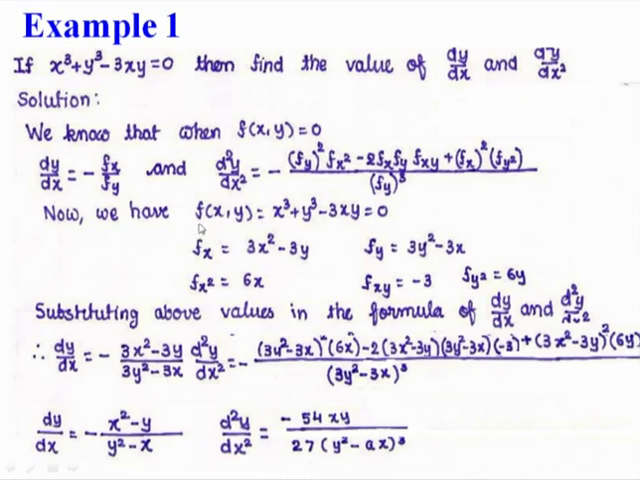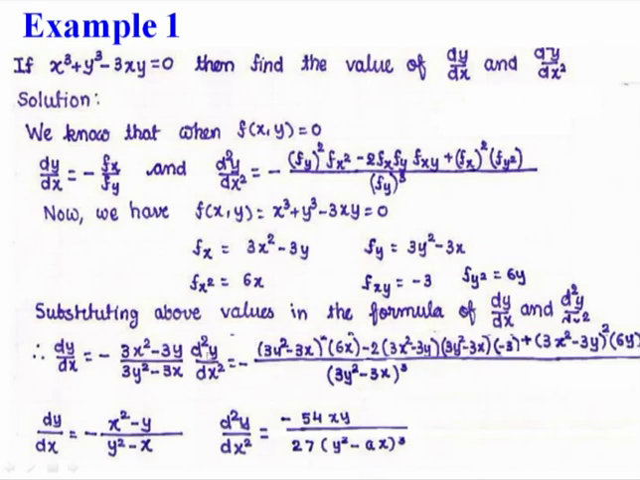So partially differentiating this function with respect to x, we get fx as 3x square minus 3y, and again differentiating with respect to x, this is 6x and the derivative of the other term is 0. Similarly we get the partial derivative of fy with respect to x as minus 3. Substituting these values, we get dy by dx equal to minus 3x square minus 3y upon 3y square minus 3x. After simplification, we get minus x square minus y upon y square minus x.